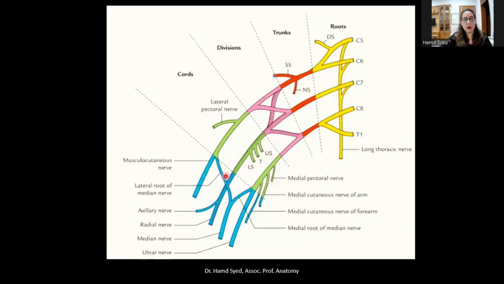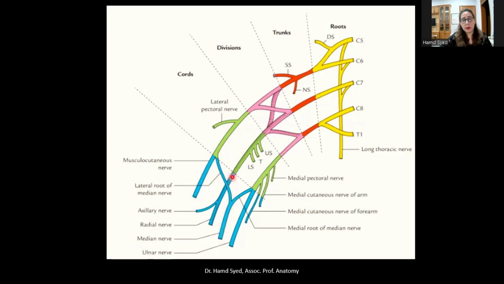And this is the last part, which is showing you the major branches. I already told you about the major branches, but let's look at it again. You can see the musculocutaneous nerve, which is actually the continuation of the lateral cord of the brachial plexus. And here is also the lateral root of the median nerve. The lateral root will form the median nerve.